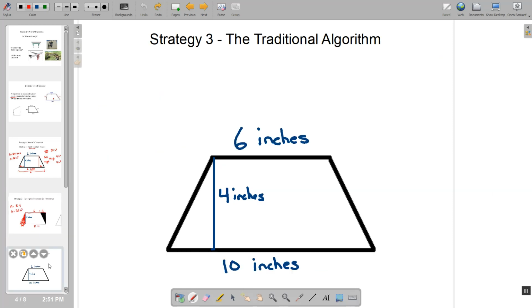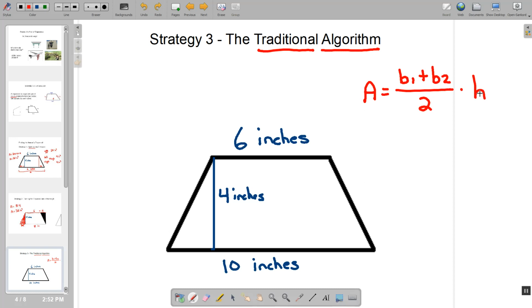Okay, so now there is one method left, and if you look it up online, this is the one you're going to see most often, which is the traditional algorithm. An algorithm is just a series of steps, and you're frequently going to see the algorithm written something like this: base 1 plus base 2 divided by 2 times height. And I think that's a really confusing way to write that, so I have a different way that I write it. It is the average of the bases times the height.